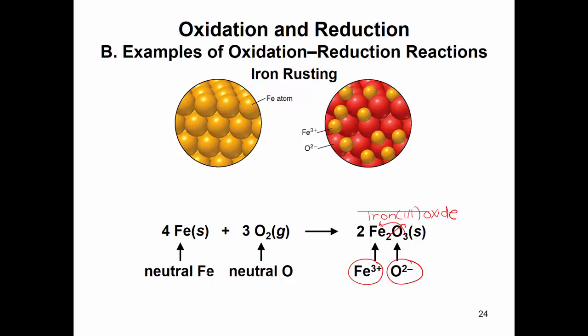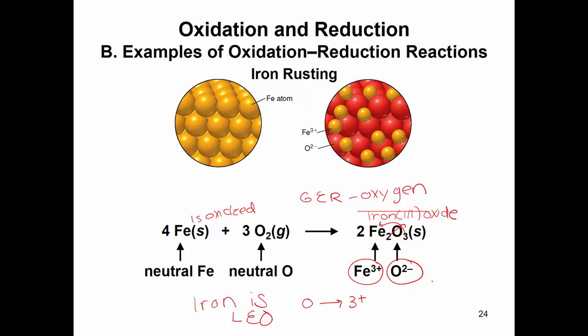If you look at it, iron goes from being neutral to having a +3 charge. So it lost electrons, from 0 to 3+, it lost 3 electrons, so it is the oxidation. Iron is oxidized. Oxygen went from neutral to negative, so it gained electrons, reduction. Oxygen is reduced, because it is gaining 2 electrons.